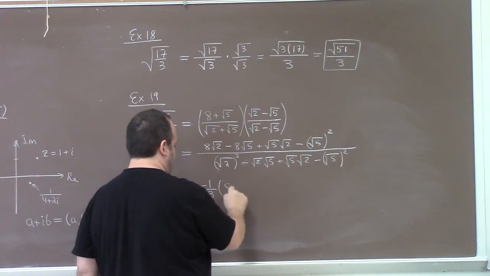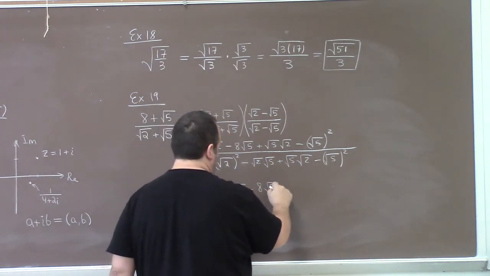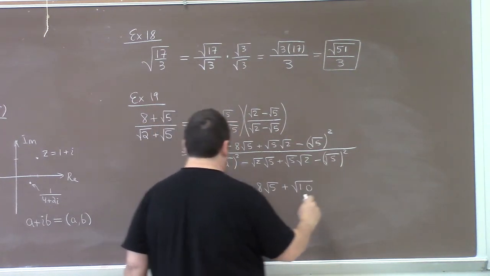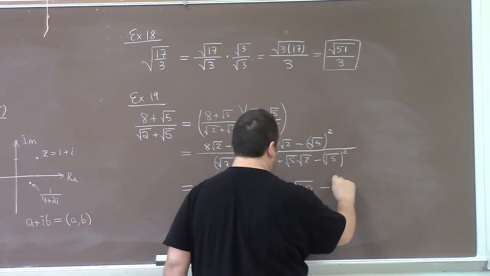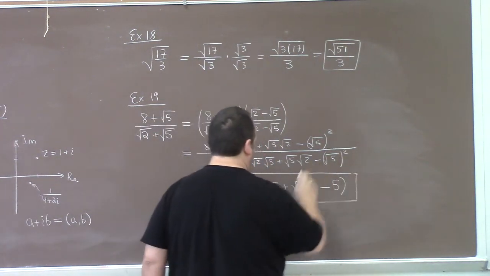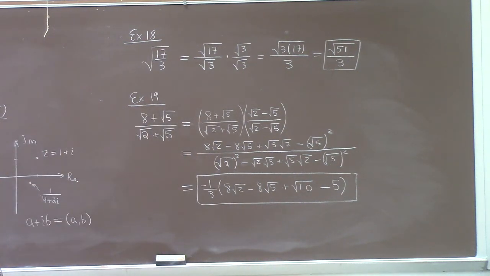8 root 2 minus 8 root 5 plus the square root of 10, and then minus 5. There you go. See, this one doesn't simplify down like the other ones, because you've got a square root of 2 and a square root of 5 floating around. It complicates the story a little bit.